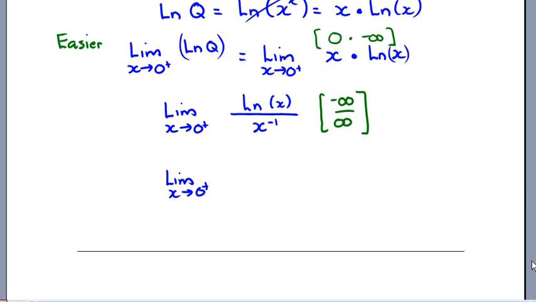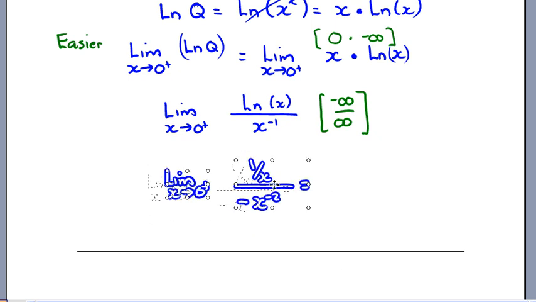And we'll just do a derivative of the top and a derivative of the bottom. So a derivative of the top would be 1 over x, and a derivative of the bottom would be negative x to the negative 2. Okay, well, I can actually clean that up a little bit. Let me just move this a little bit. I need some space.